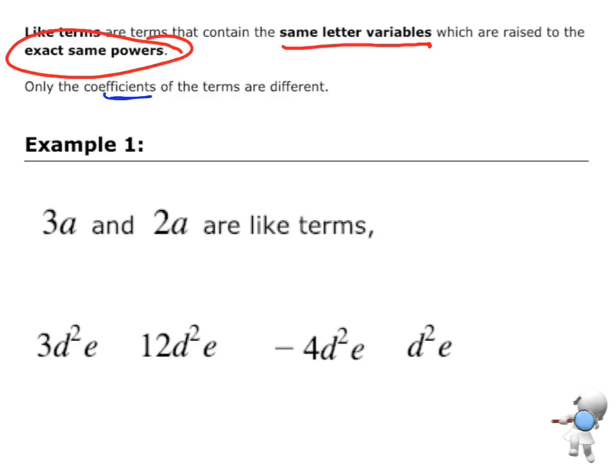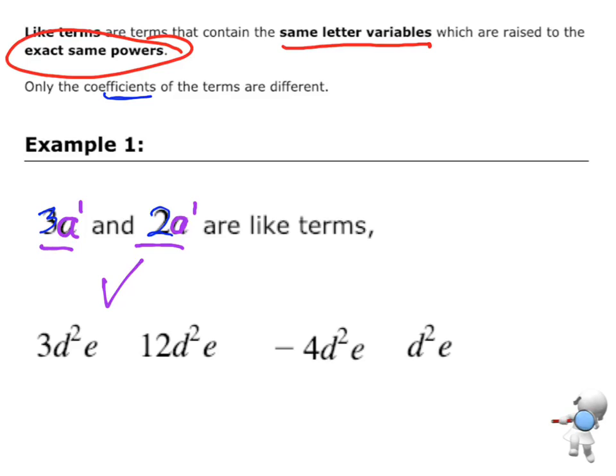So for example, we've got here 3a and 2a. They both have the same letter A, and they both have that power of 1. We're lazy, we don't write the 1, but it's implied. Because they've got the same letter and the same power, that means they are like terms. This one's got a coefficient of 3, this one's got a coefficient of 2. Different coefficients, but the terms are like terms. There's some examples just underneath now.